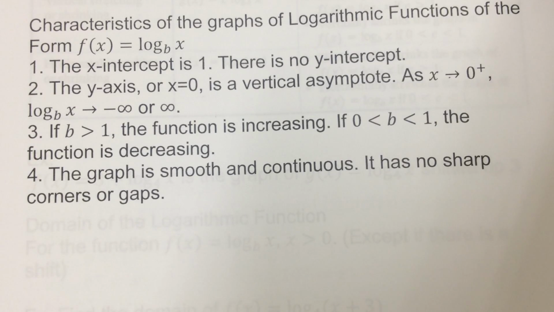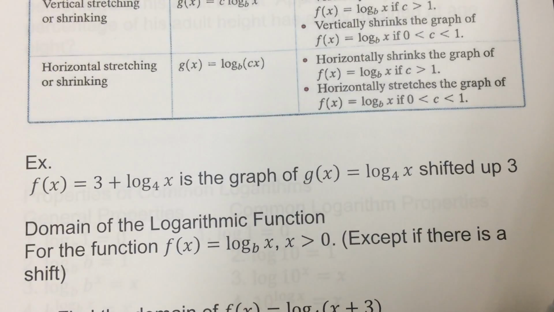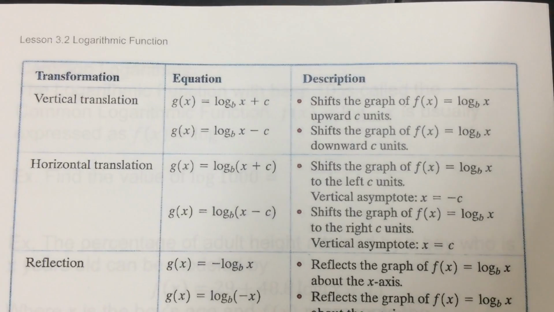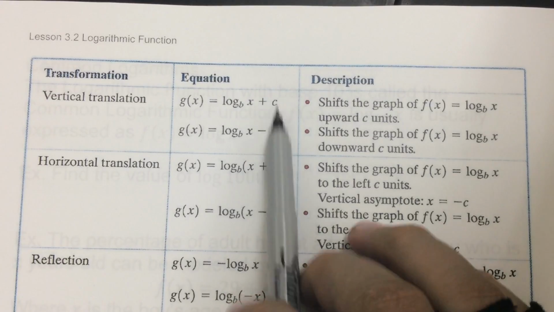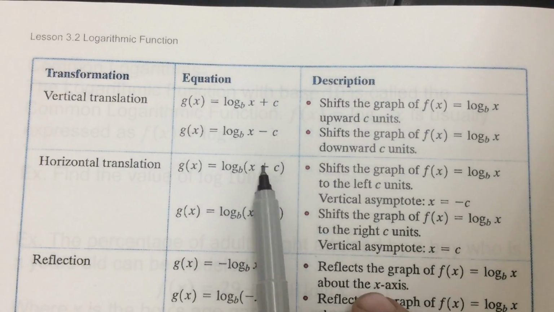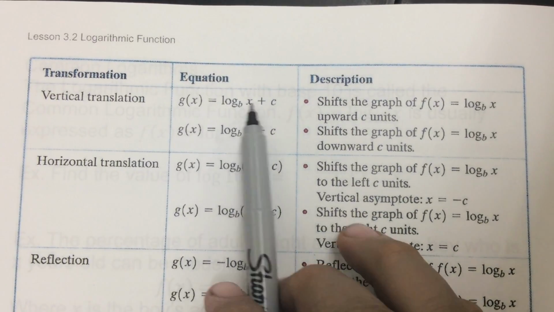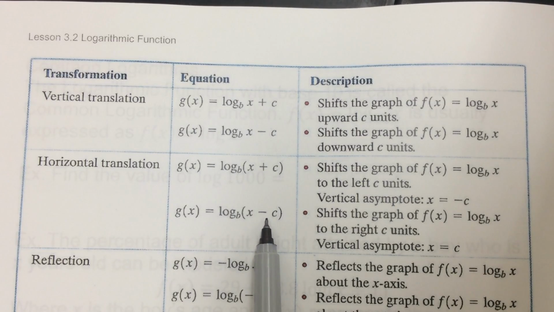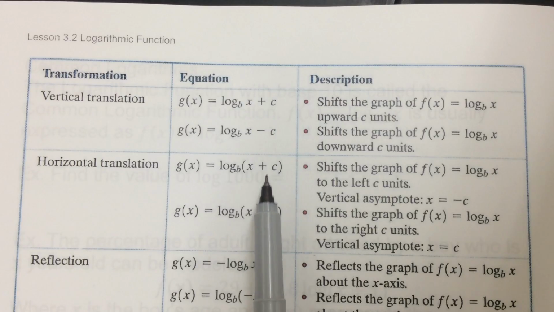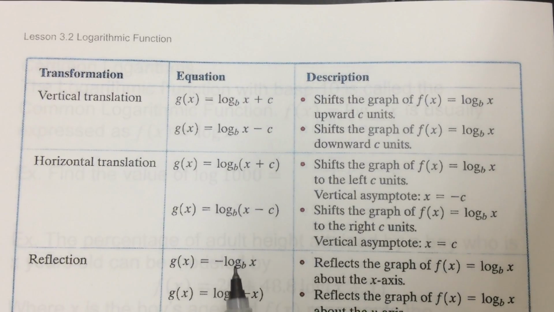So we can do transformations just like with exponentials. If we add or subtract on this back side, that's going to shift it up or down. If we add or subtract on the inside with that x, then it's going to shift it left or right. And remember, it's always opposite. So negative goes right, positive goes left.